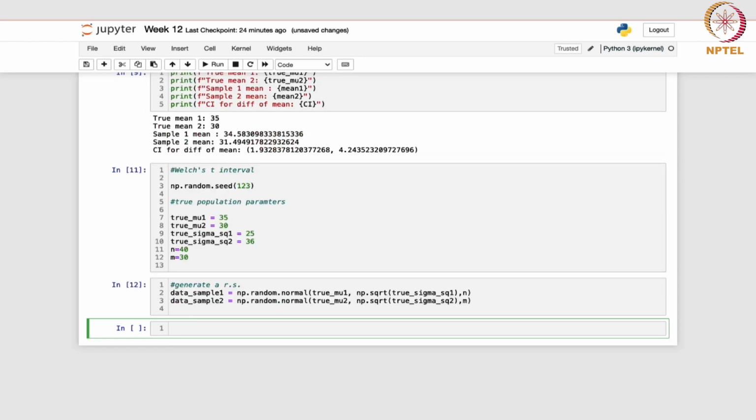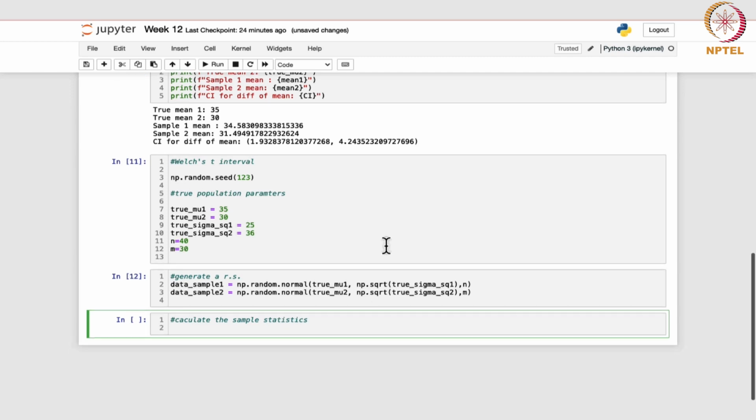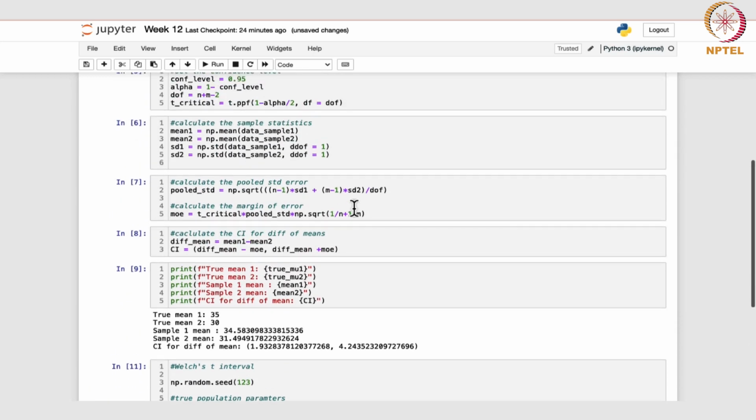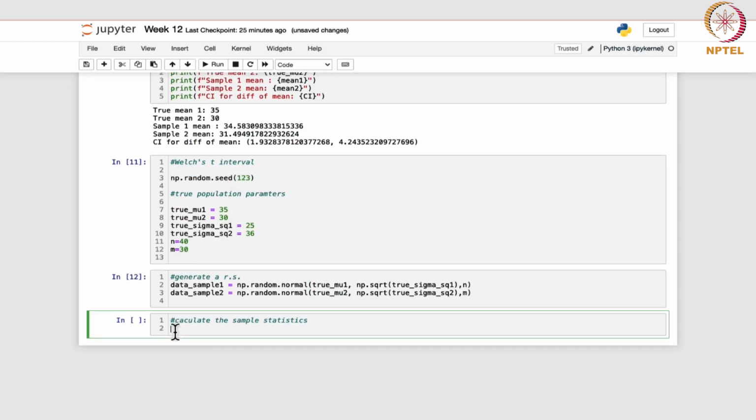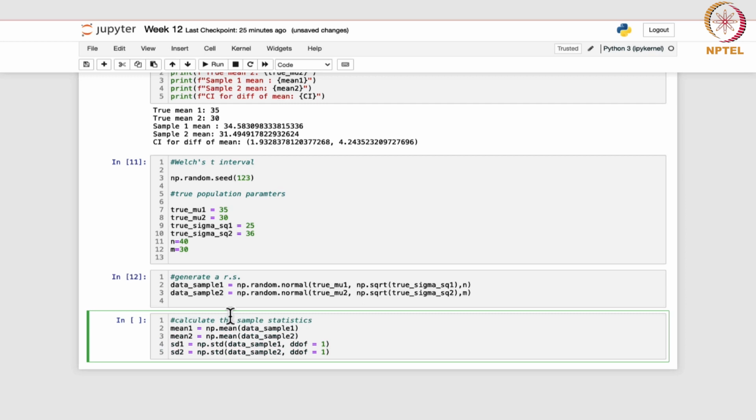We would now calculate the means, or you can say the sample statistics. We can also directly copy this because it is the same command that we have over here. So mean 1, mean 2 would be the same, SD1 and SD2. So this entire step would be the same.